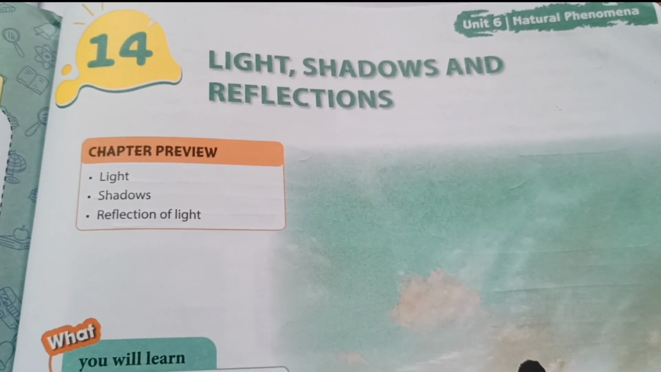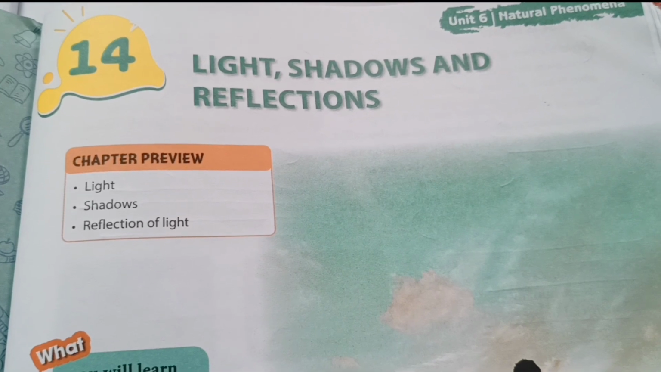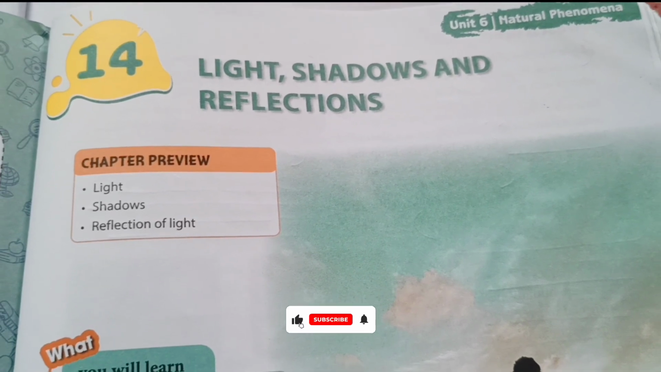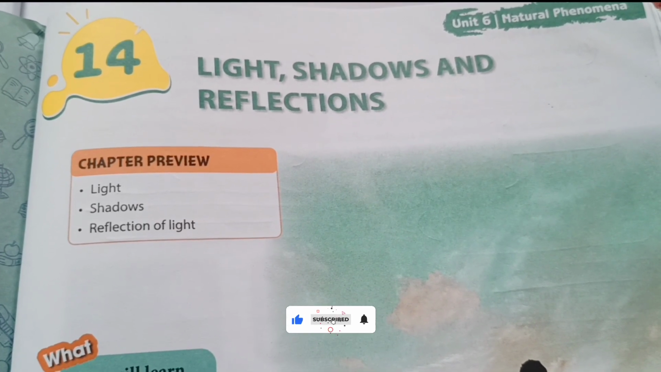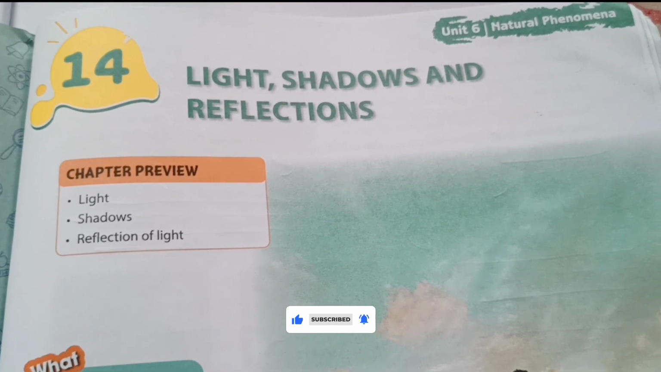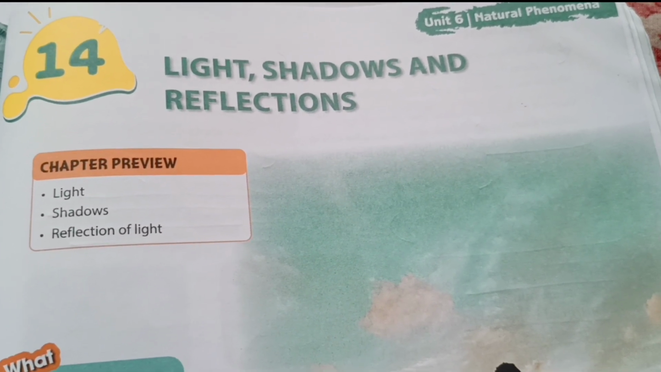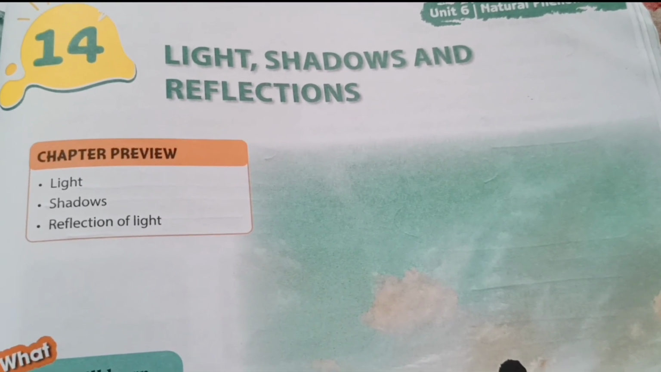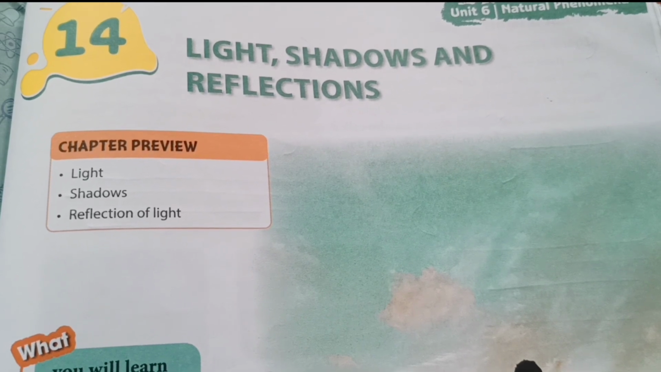Today I am going to give you the insight question answers from chapter 14 science book class 6, light, shadows and reflection. This is from West Bengal board. In the previous video I gave you the exercise question answers. If you have missed, then please check out the description box of playlist. You will find that video from there. So let's start the insight question answers from the chapter light, shadows and reflection.